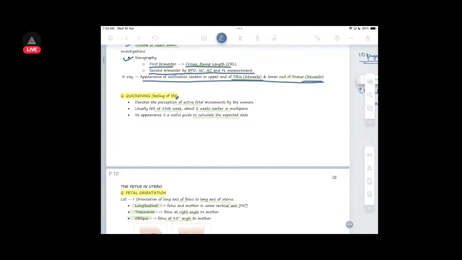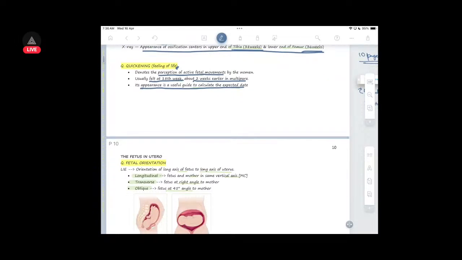Quickening, feeling of life, perception of active fetal movements, felt at 18 weeks, 2 weeks earlier in multipara. Quickening is felt at 18 weeks in primipara, 16 weeks in multipara. Appearance is useful to calculate the expected date.